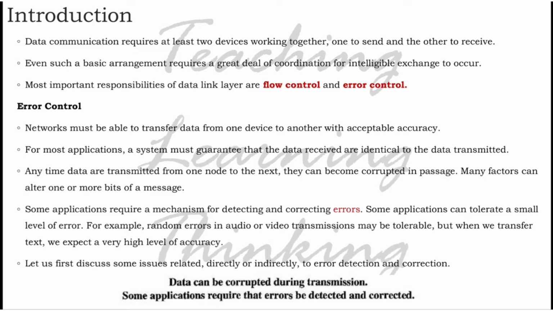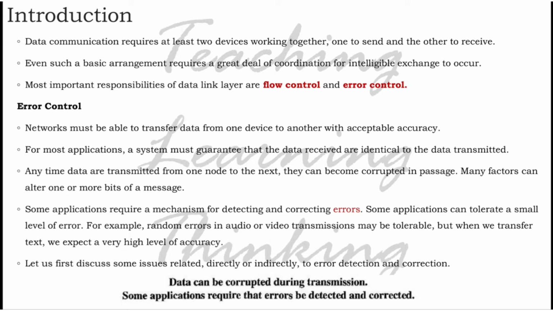Anytime data are transmitted from one node to the next, they can become corrupted in passage. When we send data from sender to receiver, there must be a link, a connection, and in that way it can be corrupted. Many factors can alter one or more bits of a message. Some applications require a mechanism for detecting and correcting errors, while some can tolerate a small level of error. For example, random errors in audio or video transmission may be tolerable, but when we transfer text, we expect a very high level of accuracy.